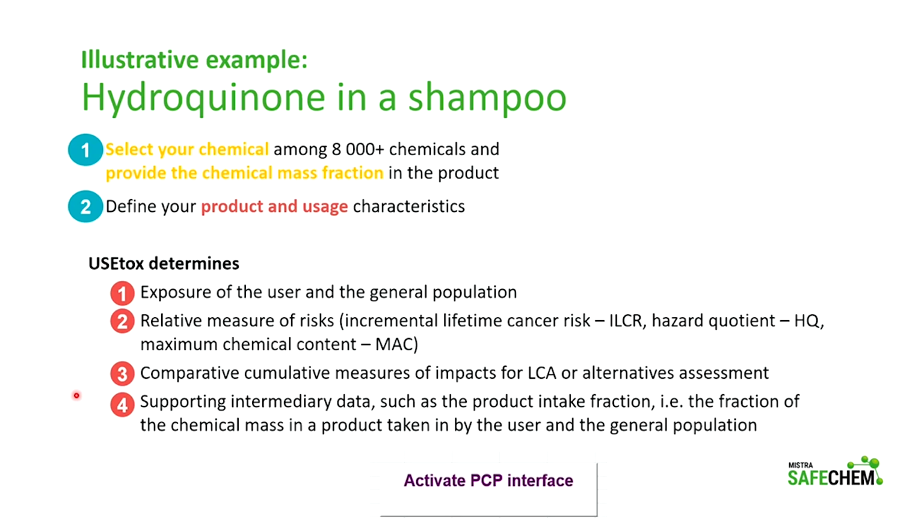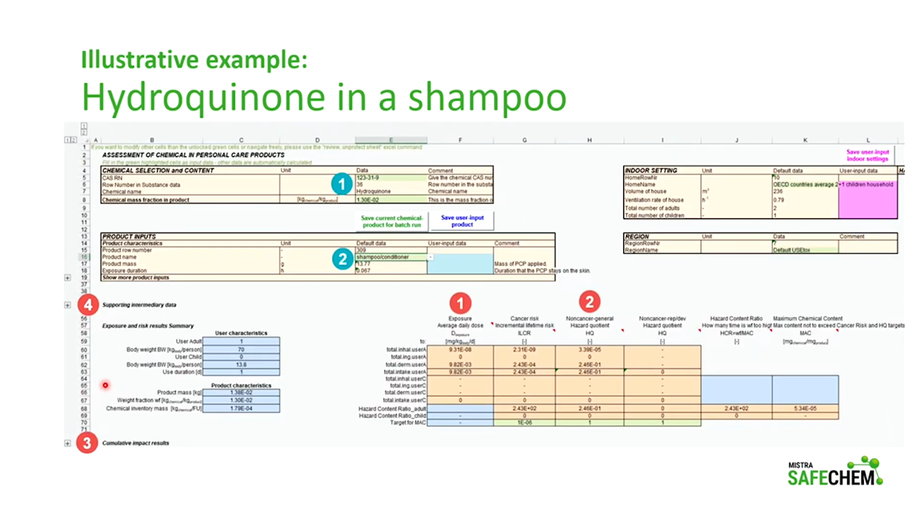So how do we provide this, and how does it look in the interface? You can see up here, we provide the CAS number and the chemical mass fraction, which is the 1.3% that I mentioned earlier. And then you select your product type, and many of the products are already predefined, including the product mass that is typically applied and the exposure duration. But you can also easily add your own product if you have some specific conditions. And then based on these inputs, USEtox calculates all the different results, including the exposure, the risk assessment, and the characterization factor.